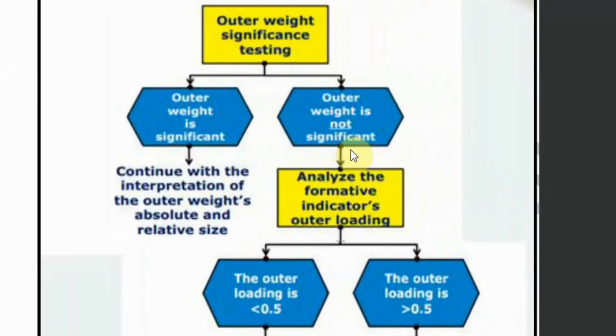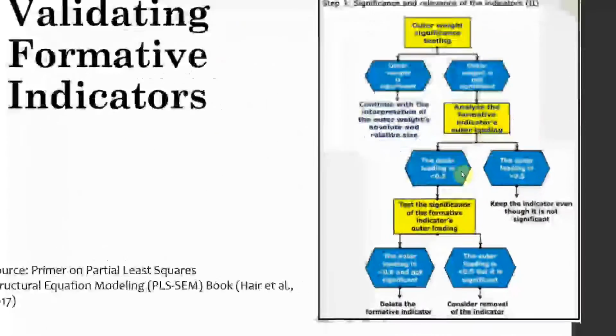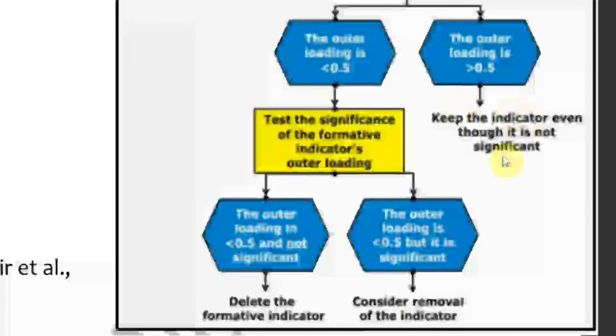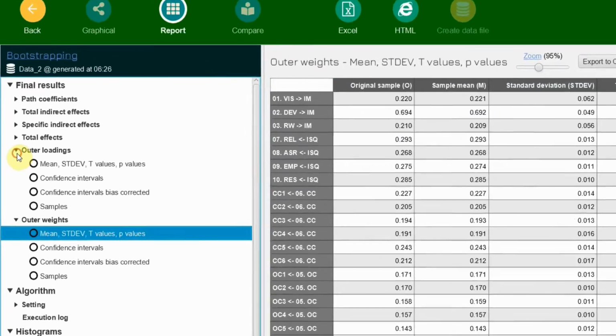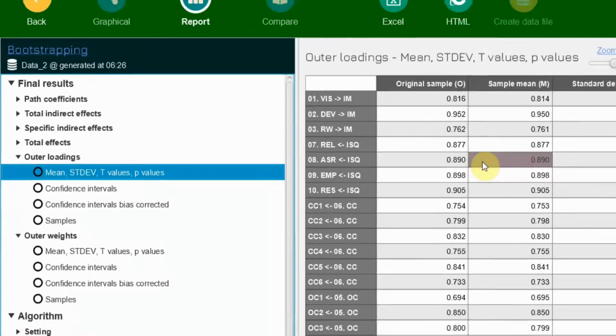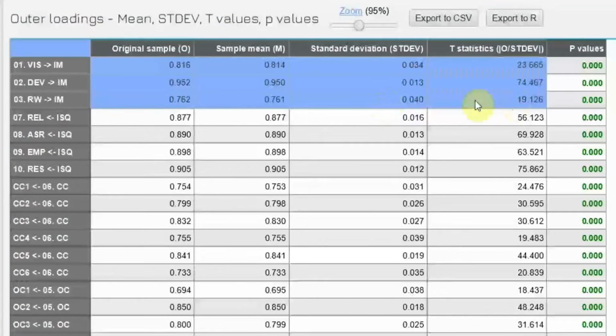If the outer weight is not significant, you assess the indicator outer loadings for the formative indicators and see if the outer loading is less than 5. If the outer loading is greater than 5, then you can keep the indicators although your outer weights are insignificant. So the first step, look at the outer loadings. Now let's assume, for example, let's say one of them is insignificant. So you go to outer loadings. Where are your outer loadings? Here. And look at this and have a look here.